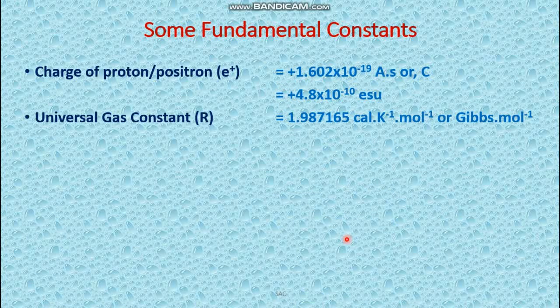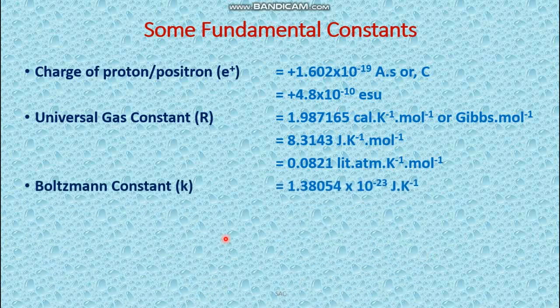Universal gas constant R is 1.987165 calorie per Kelvin per mole. Now calorie per Kelvin is also known as Gibbs, so it is 1.987165 Gibbs per mole. It has another value, 8.3143 joule per Kelvin per mole, and 0.0821 liter atmosphere per Kelvin per mole, because we know liter atmosphere is another usual unit of energy, and here joule and calorie are units of energy. And then it is divided by the unit of temperature and the unit of amount of substance.